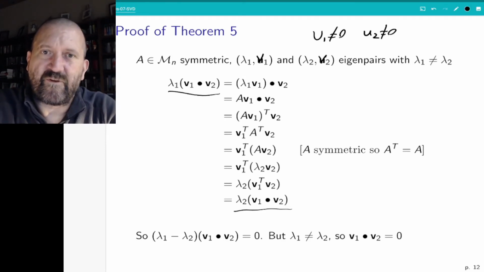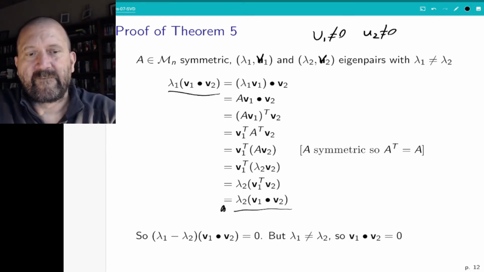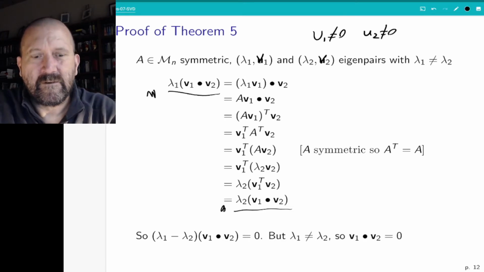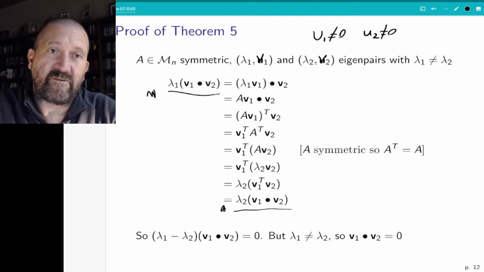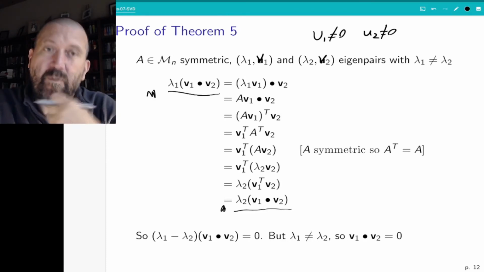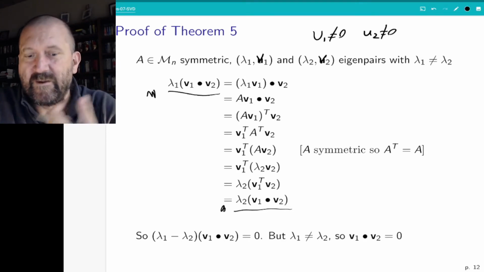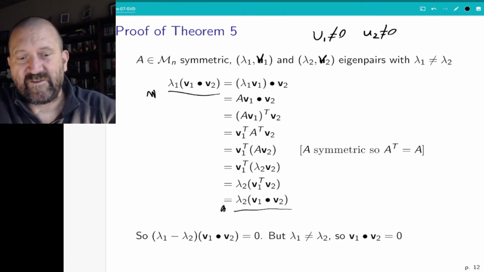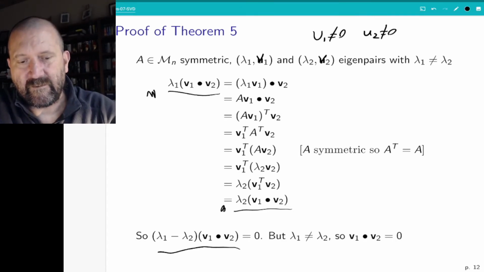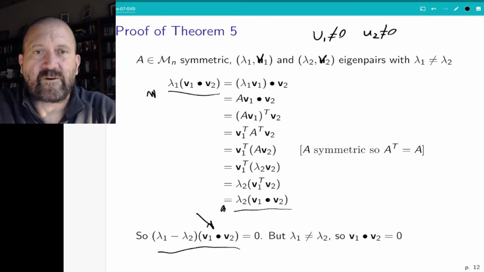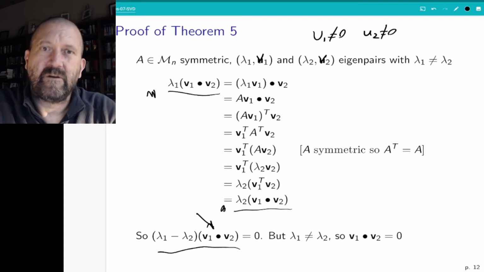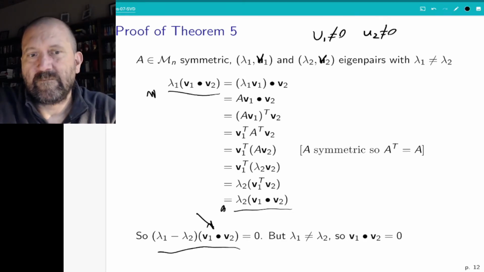So I can subtract that from this one, and I get (lambda 1 minus lambda 2) times V1 dot V2 equals 0. But I've assumed that the lambdas are not equal. Therefore, their difference cannot be 0. So the only thing that can be 0 in this product is the dot product. And therefore, V1 dot V2 equals 0, which means that they're orthogonal.